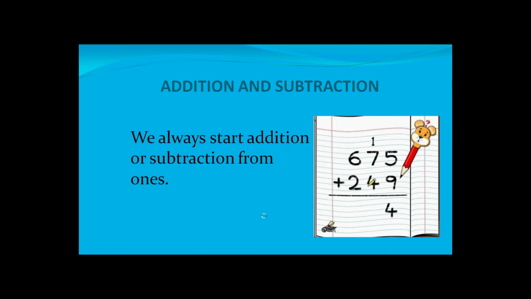Do you know what is ones place? Here there are 3-digit values, and on the right side these are the ones place. So it means we start addition and subtraction from this place. We write the numbers from the left side, but when we do addition we start from here.